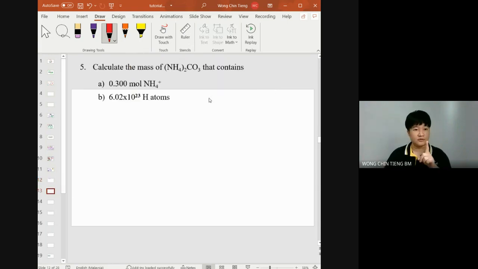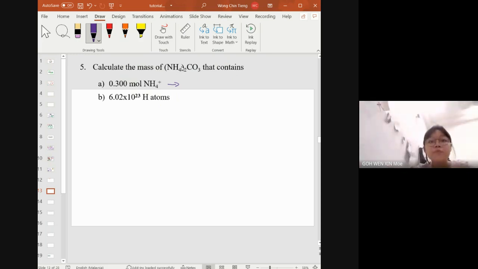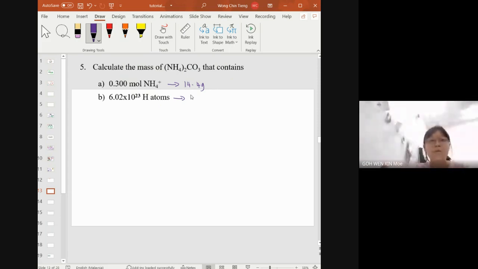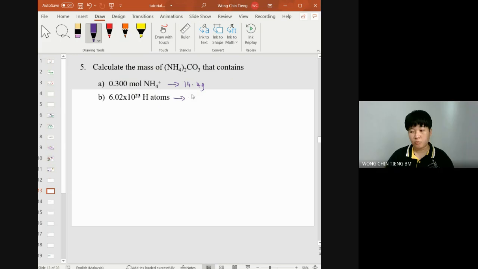Saya rasa Zul so bincang soalan ni tadi. Betul Zul? Okay, let's see. Go. Final answer for A. 14.4 gram. 14.4 gram. Go dapat. We are going to see whether dia betul atau tak. Alright, go B. 1.4976 gram. 1.4976 gram.